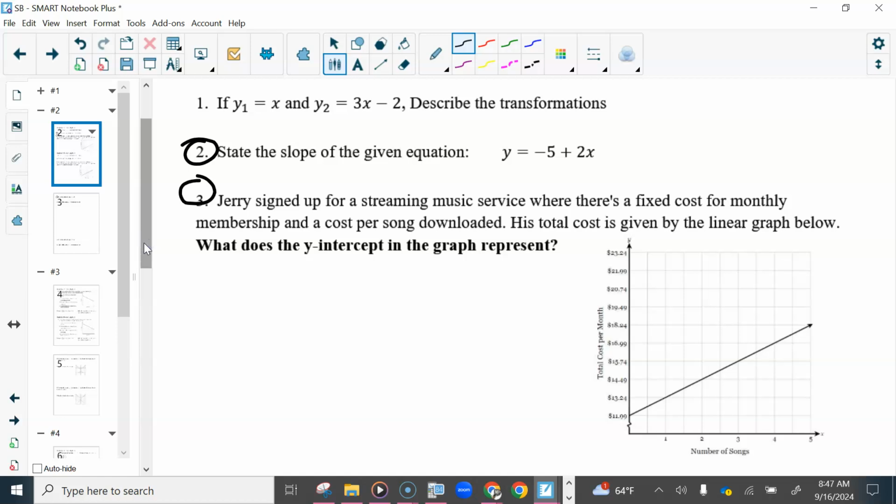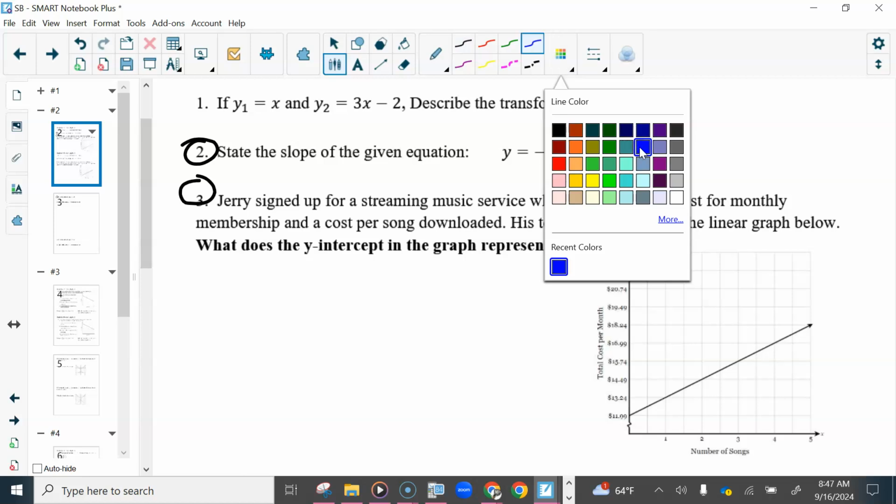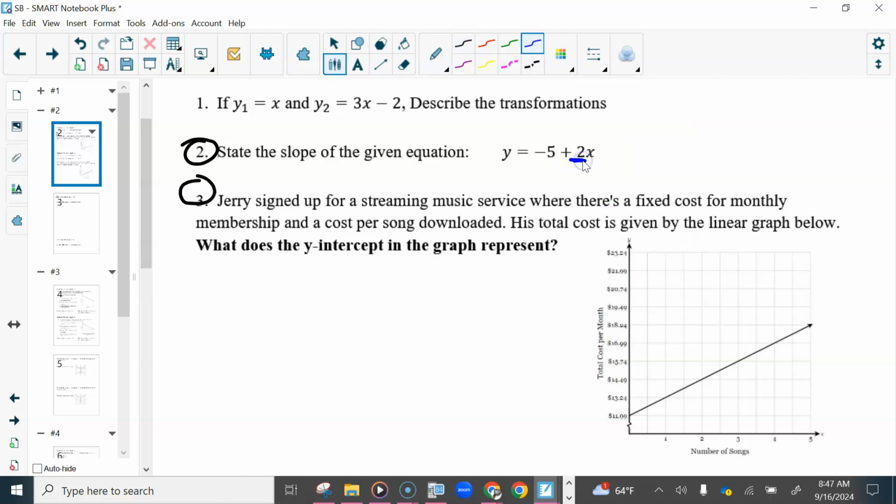Okay, for number 2, state the slope of the given equation. So this is almost in slope-intercept form. It's a little switched. So as long as you know that it's switched, the number before the x would be your slope. So m equals 2.